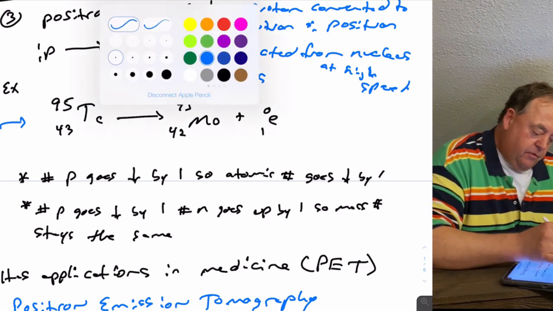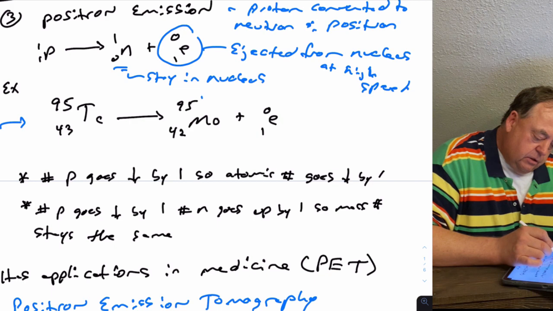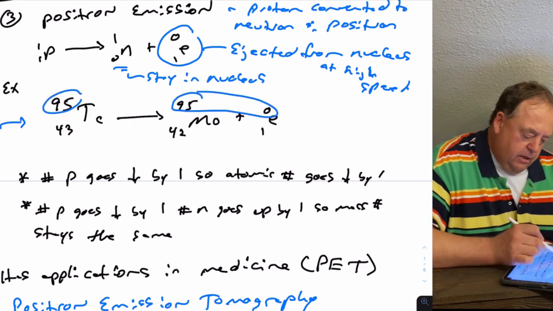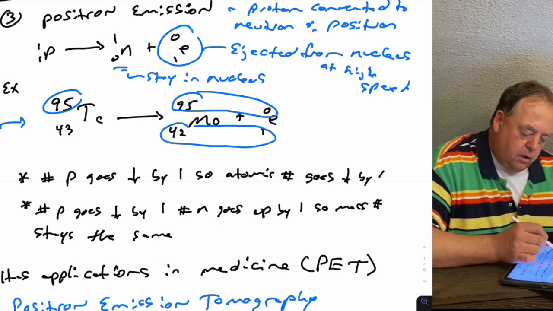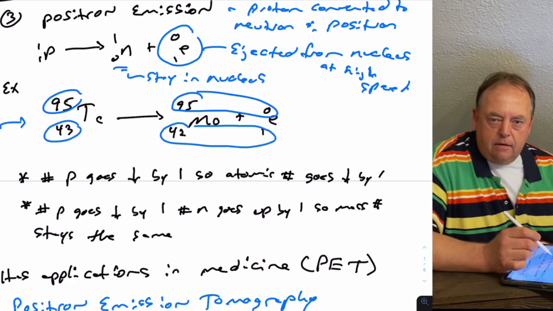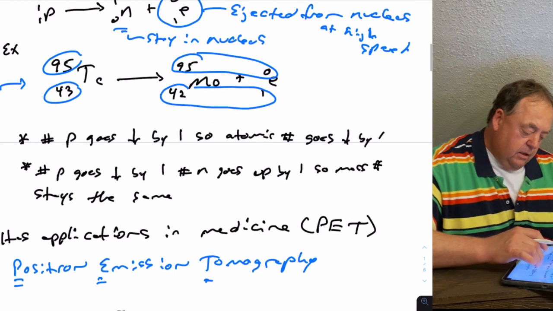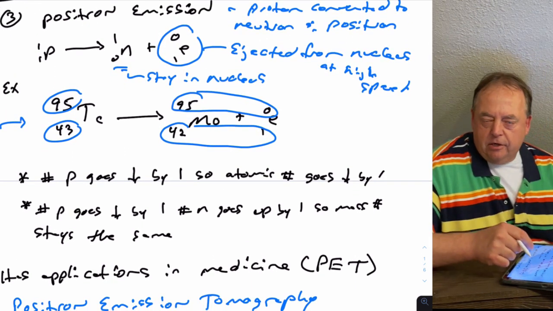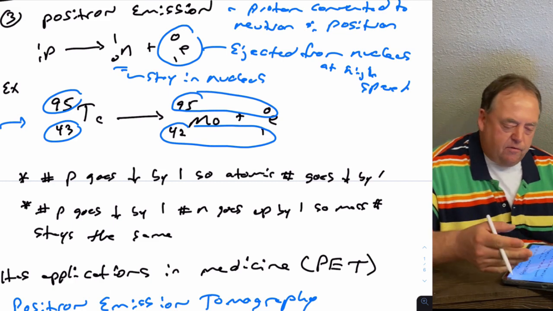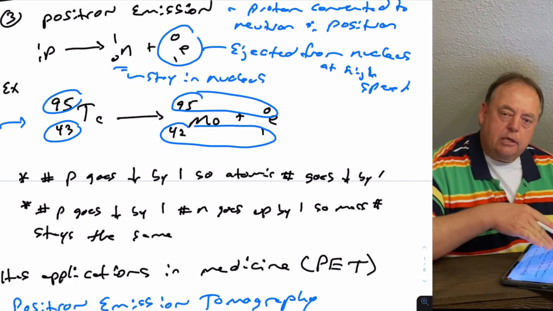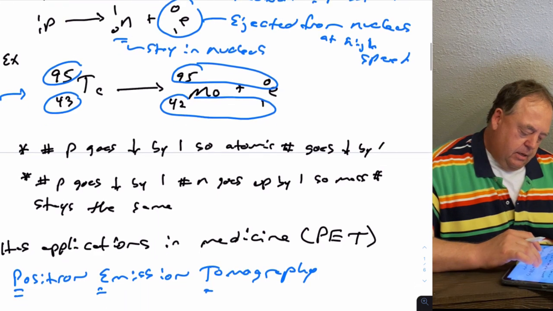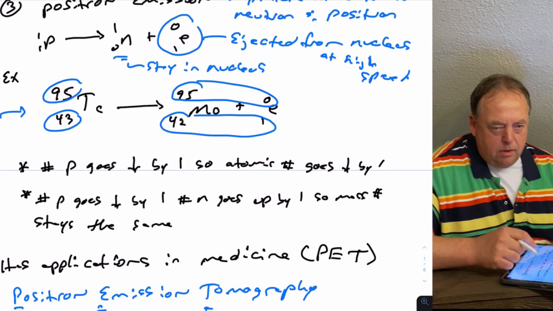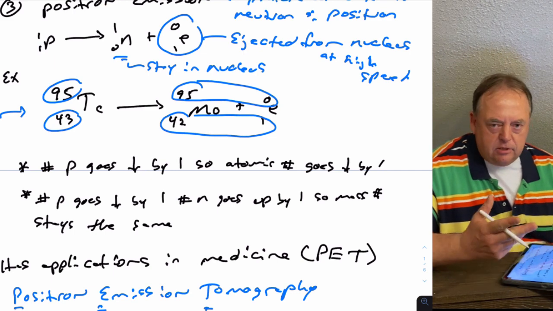And again, if you notice, the sum of the superscripts on the right equals that on the left, and the sum of the subscripts on the right equals that on the left. So in positron emission, the number of protons goes down by 1, so the atomic number goes down by 1. So whatever element it's converted into will be the preceding one in the periodic table. And since the number of protons goes down by 1, but the number of neutrons goes up by 1, the mass number remains the same.